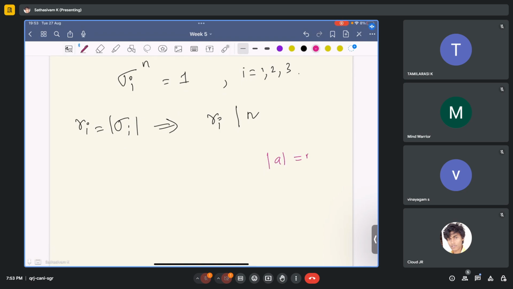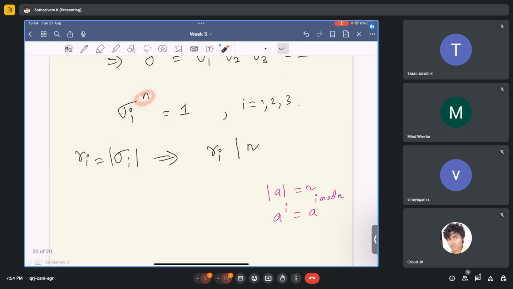Suppose the order of a is some n, then if you have a to the power i, this order is nothing but... not a to the power i. Then a to the power i is nothing but a to the power i mod n. Okay. So this is just a property of a cyclic group. You can easily prove it. And from here, it directly follows.